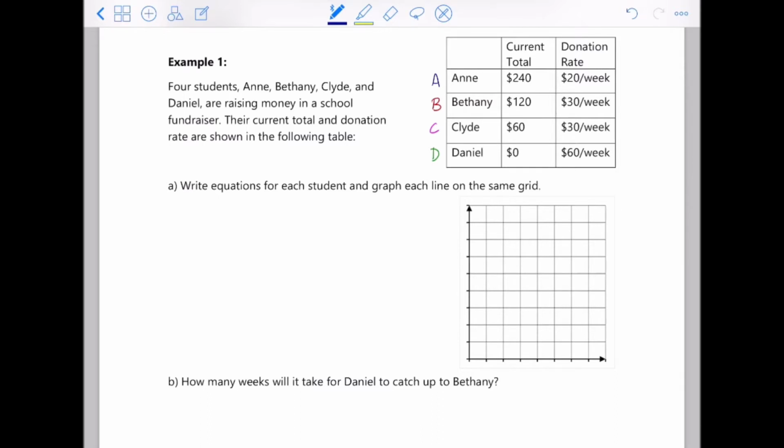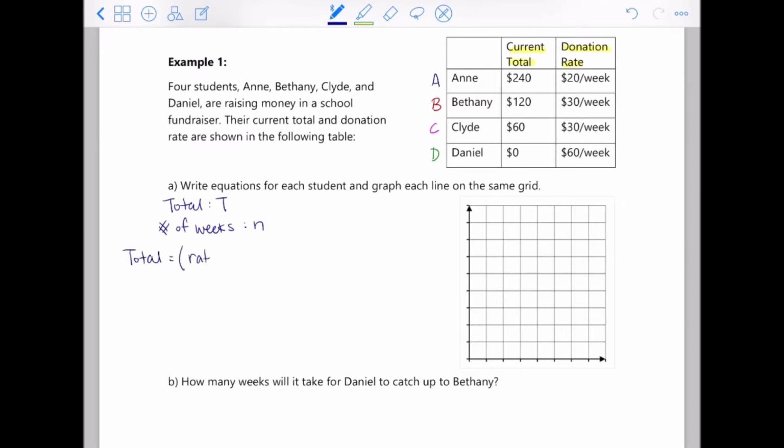So first thing we need to do is note that the current total is indicating where we're starting at, where all these people start at, and then donation rate is how much it goes up by per week. So I'm going to denote total amount fundraised will be T, and number of weeks is denoted as N.